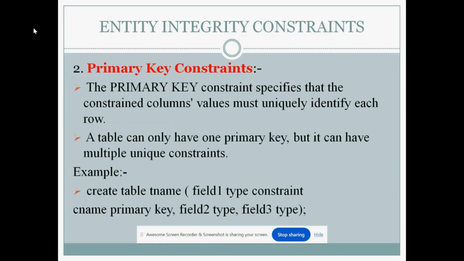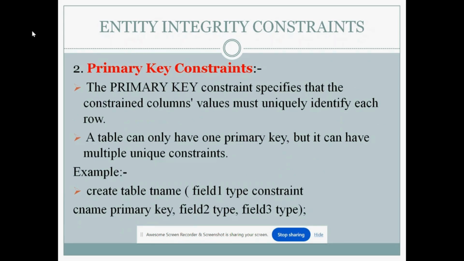Now coming to the second one, that is primary key constraints. The primary key constraint specifies that the constraint column's values must uniquely identify each row. A table can only have one primary key, but it can have multiple unique constraints. Example: create table T name, field 1 type constraints, C name, primary key, field 2 type, field 3 type.